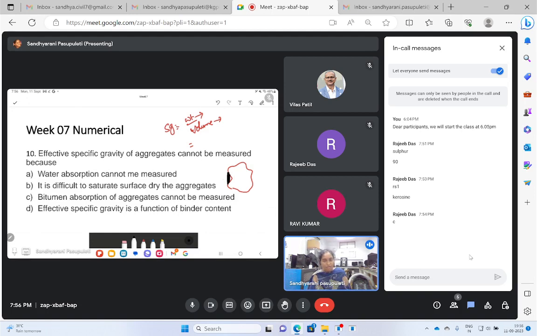So if we want to take the volume of the aggregate surface, including the bitumen absorption, we cannot practically calculate or measure the amount of absorption. Theoretically we can. But in the laboratory we cannot calculate the amount of binder that has penetrated into each aggregate. That is the reason why we cannot calculate the effective specific gravity directly. But using other specific gravity values, we can calculate the effective specific gravity. So the answer is, it cannot be measured because bitumen absorption of aggregates cannot be measured.